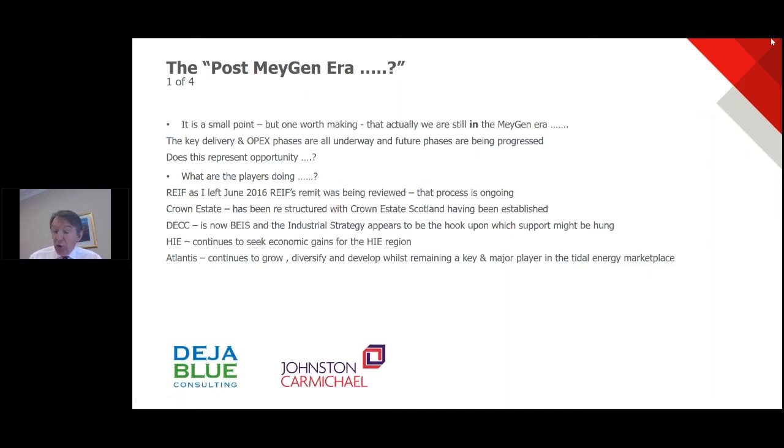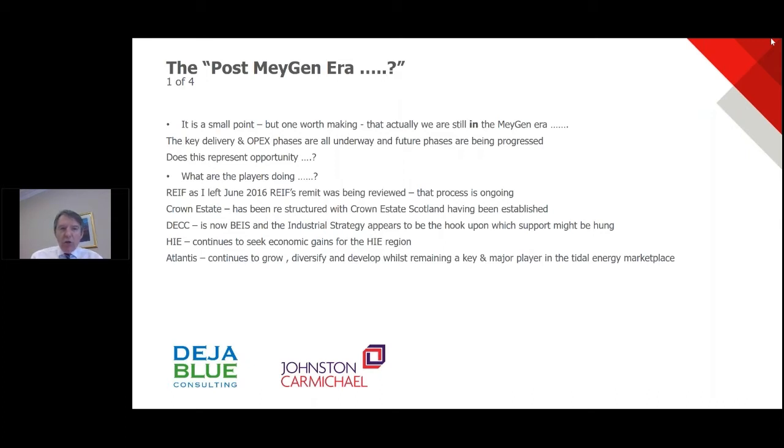MeyGen is still very much an ongoing project, and Cameron will speak about that, as I've said, post the slides. The world record generation announced last week, so it's very much a live project, and the OPEX phase is very much underway, and there's learnings going on there. And one of the things for this group on this webinar is whether that ongoing OPEX phase and that ongoing delivery of MeyGen, and indeed the morphing of Atlantis into what's now delivering in other parts of the world, represents opportunity for the sector. Now that's a matter to be thought of. I'm sure many of you are thinking about that, but something to bear in mind.